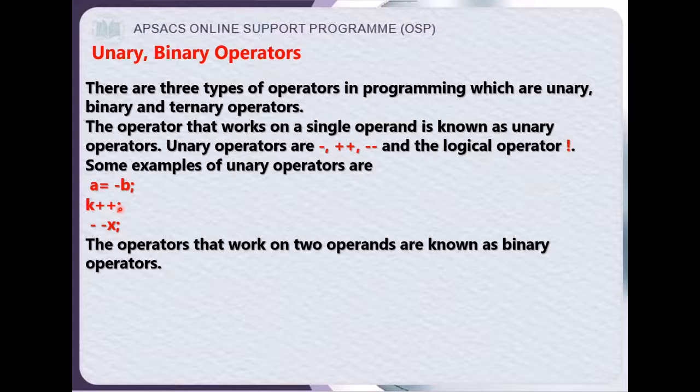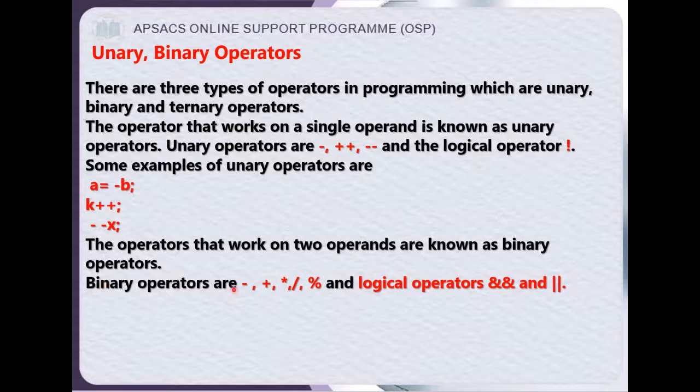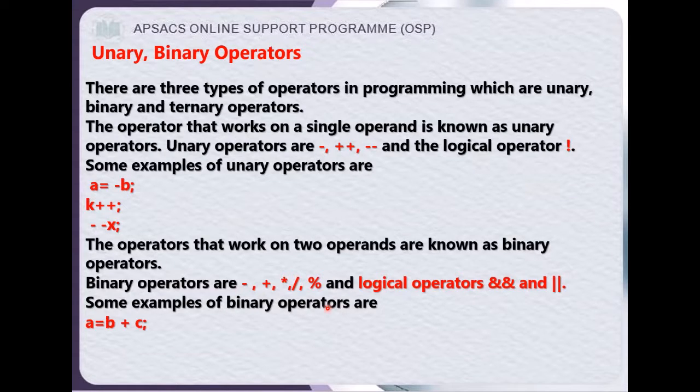The operators that work on two operands are known as binary operators. Binary operators are all arithmetic operators and the logical operators AND and OR. Some examples of binary operators are a equal to b plus c, z equal to x multiplied by y, and k equal to d modulus e.